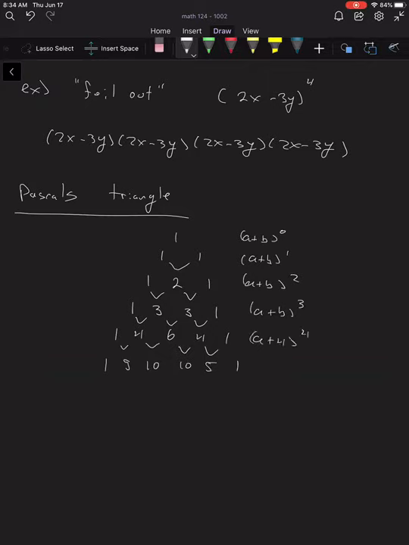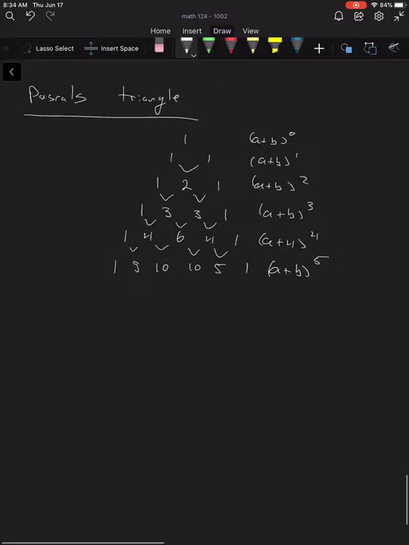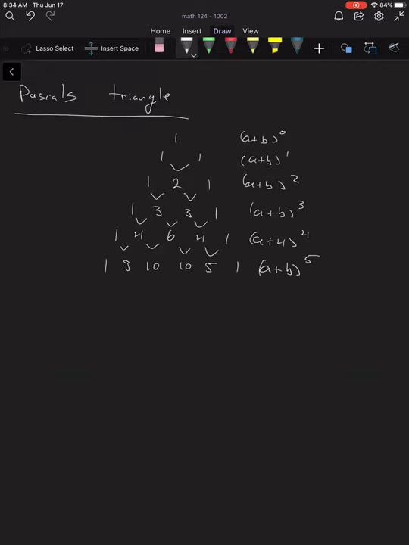To the 4th power, and then this is going to be for a plus b to the 5th power. So what I mean by that is, these numbers, what they represent are, say if we want to look at a plus b to the 4th power as an example. Or let's go through a couple of these. Let's start with a plus b to the 3.